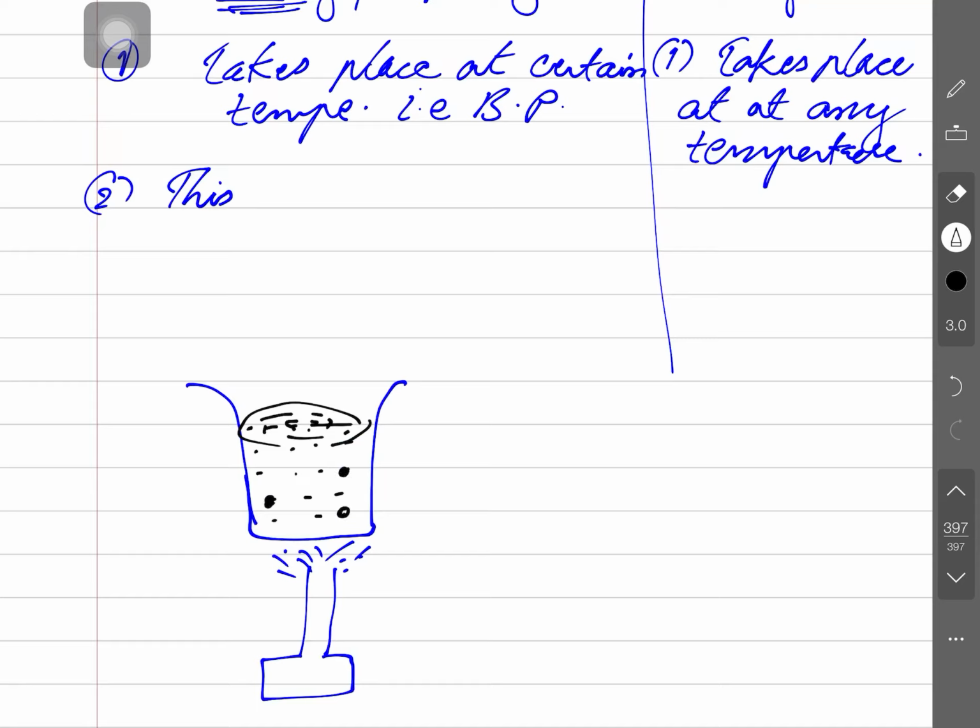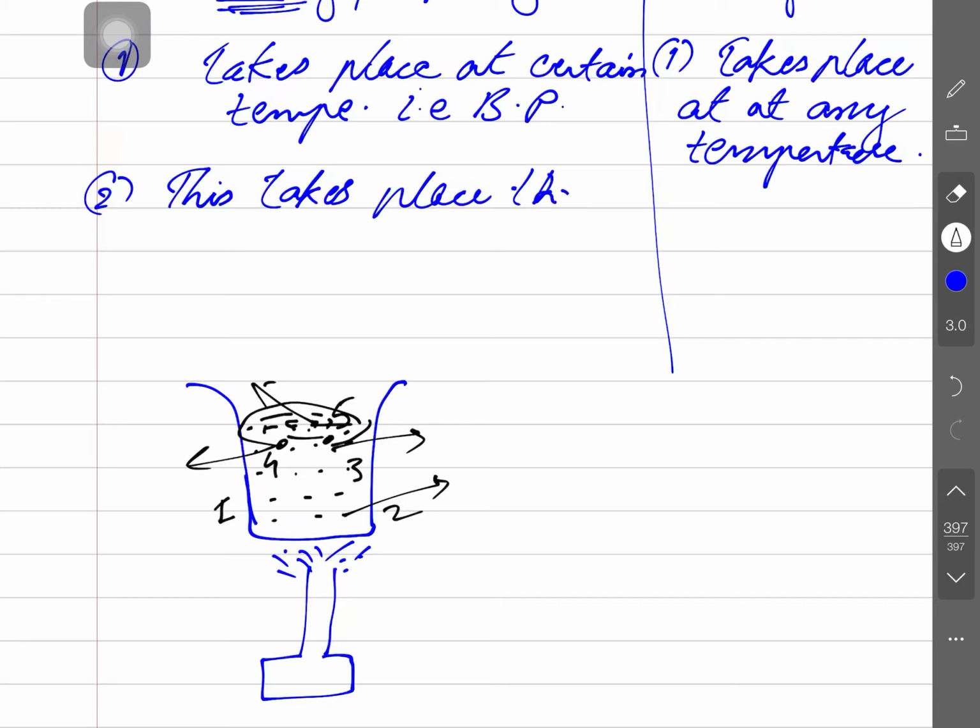at this point, and at this point: point 1, point 2, point 3, point 4, and point 5. At different points, the temperature will be the same here. That means this point is getting boiled, this point is getting boiled, this point is getting boiled. And this is taking place throughout this. So we can speak here, this takes place throughout the liquid, throughout the medium.